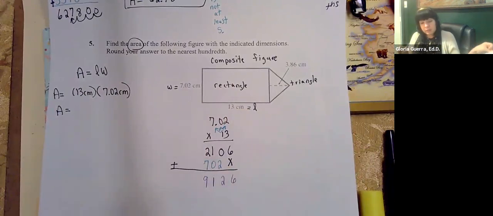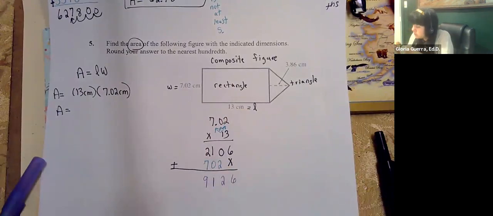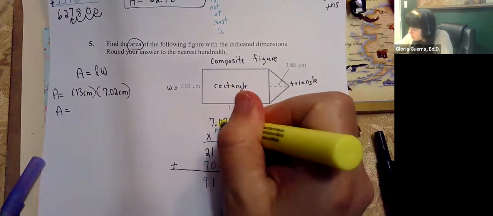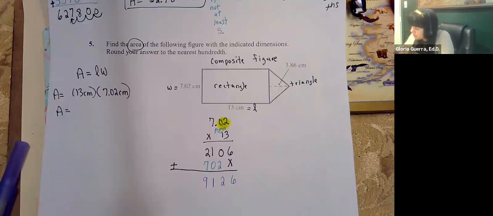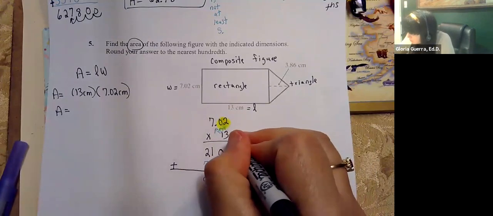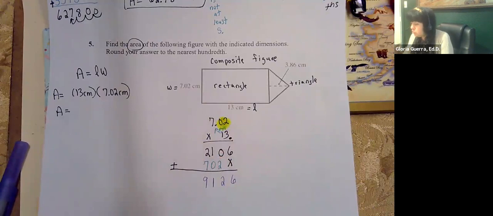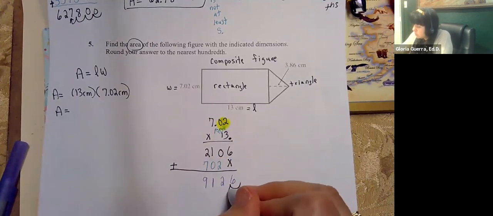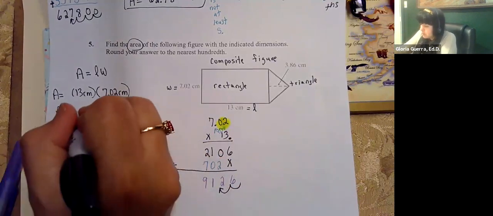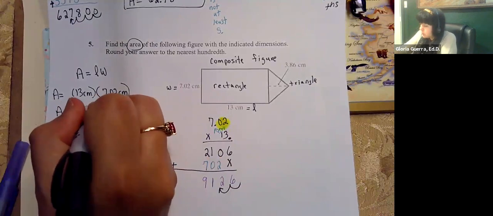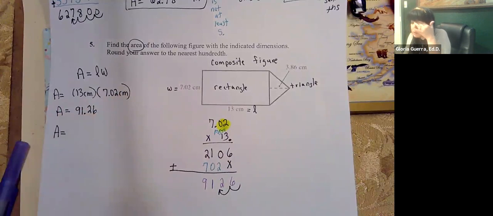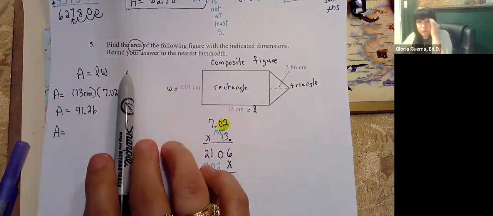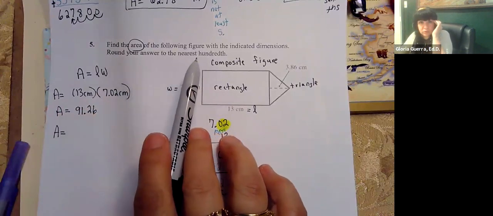Okay. And I'm going to count my decimal moves. So in my factors, it looks like I just have 2 decimal moves because 13 has a decimal in the back, but that doesn't count as a decimal move. Okay, so it's just 2. 1, 2. So we're looking at 91.26.